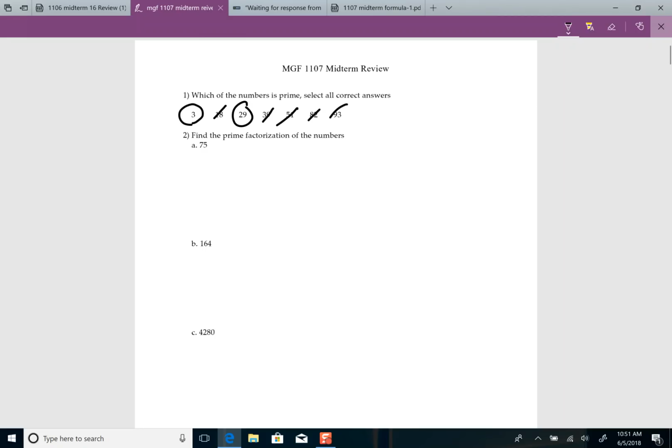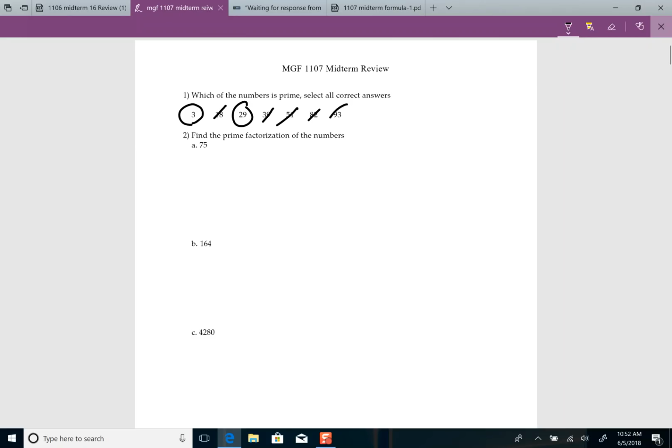Another caution for you: 2 is the only even number that's a prime. Just because 2 is even doesn't make it not prime. So if I were to give you 2, 2 would be prime. 1 is not prime, neither is it composite, so you don't want to circle 1 as prime either. Just know these simple numbers to know what's prime and what's not.